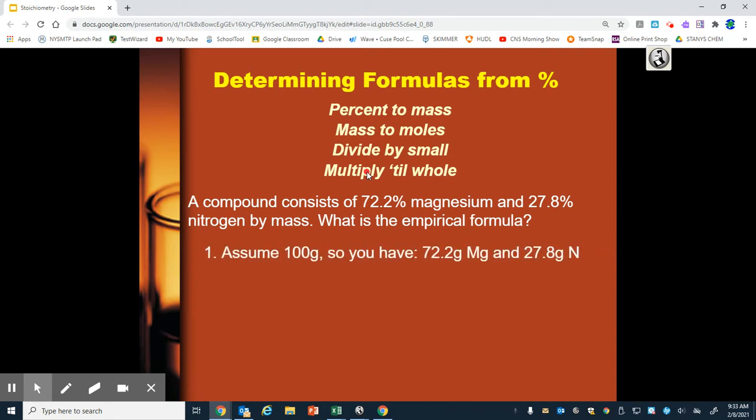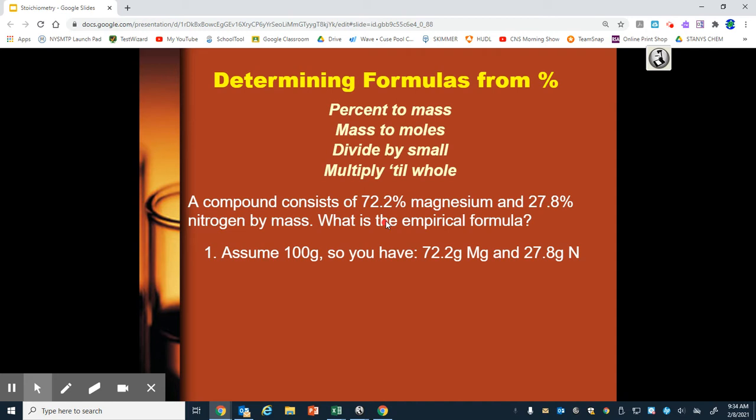All right, so assume you have 100 grams. So in this case, if you have 100 grams of this compound, then 72.2 grams would be magnesium and 27.8 grams would be nitrogen. You basically take the percent symbol and replace it with grams. That's the easiest way to do it. There are other ways, but I don't know why you would do it any other way.